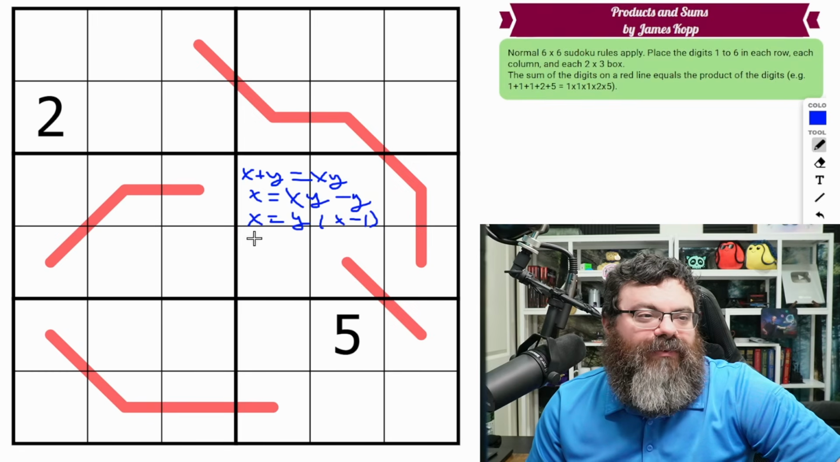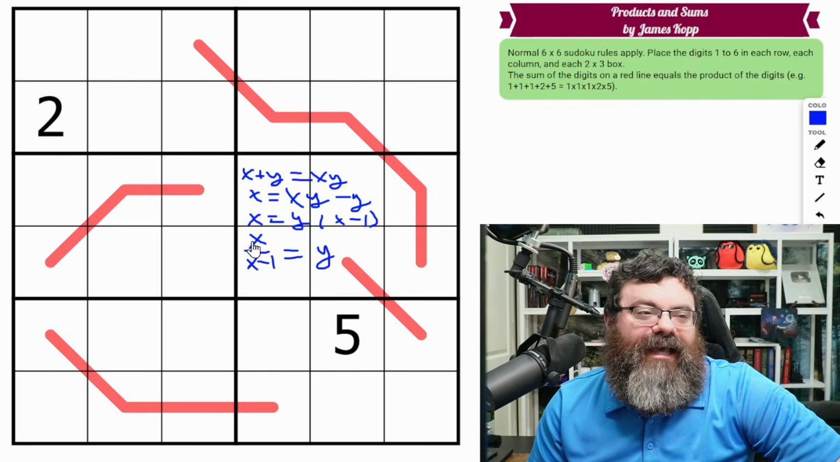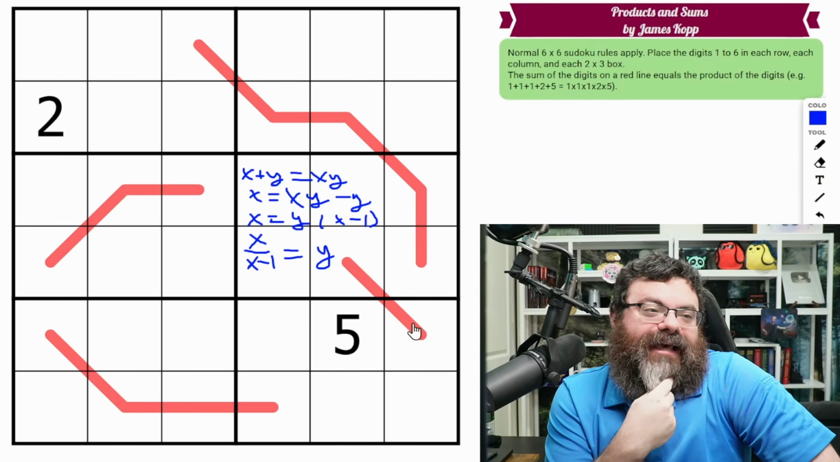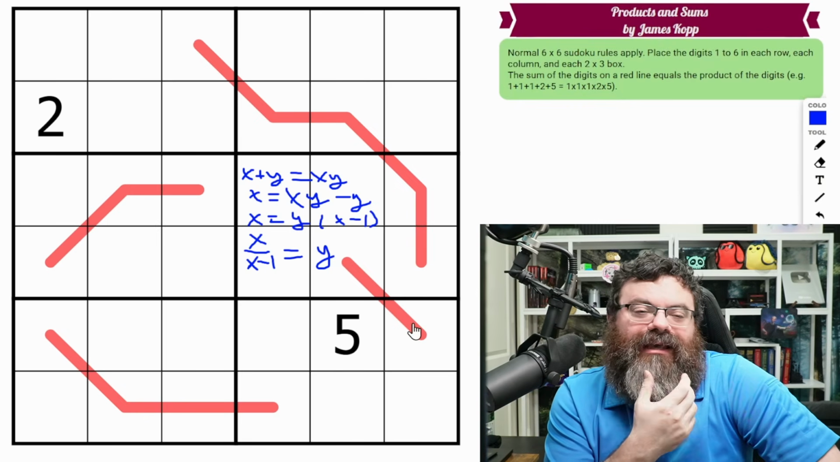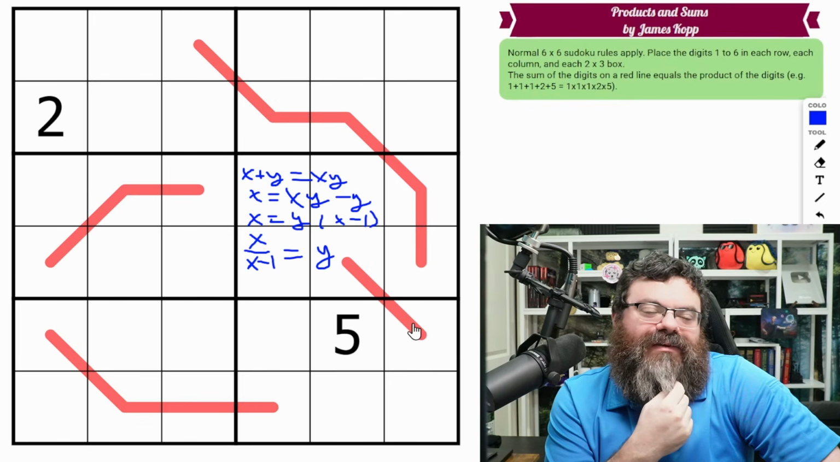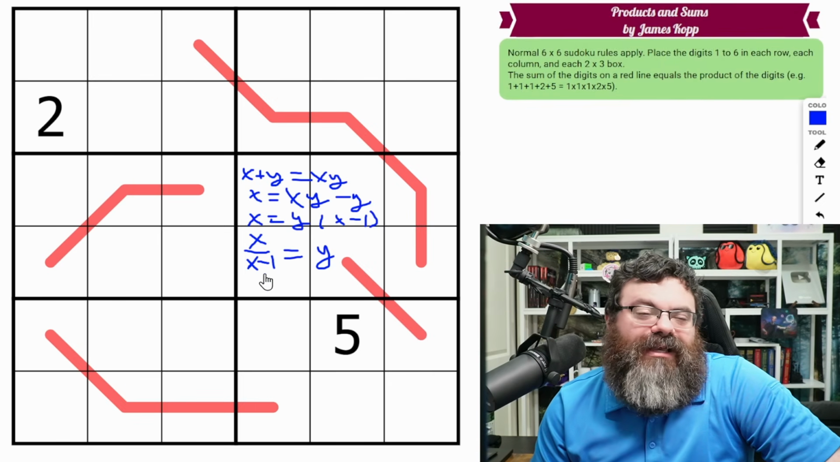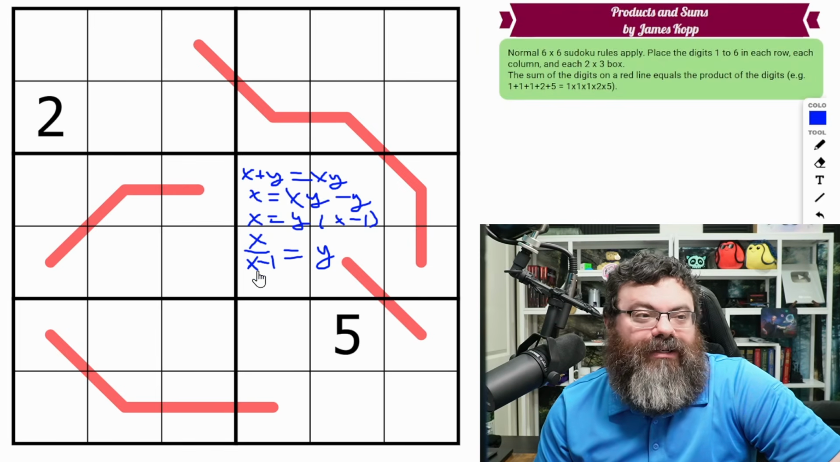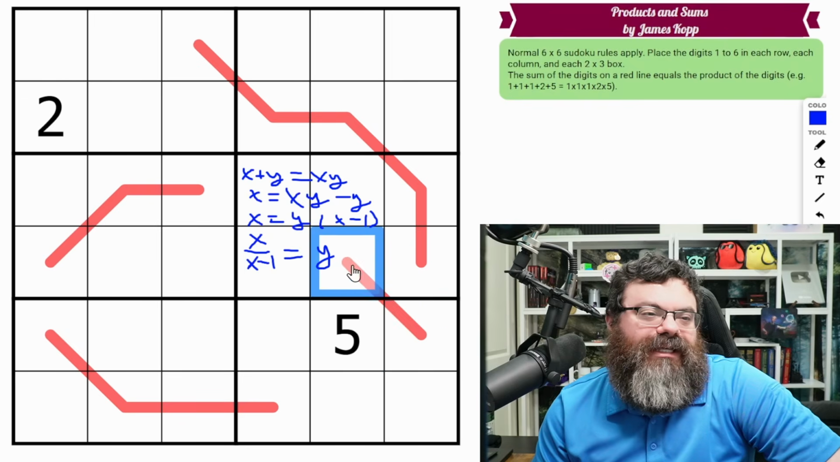So we don't need to worry about that part. But what I will say is that we can divide by x minus 1 and get x over x minus 1 is equal to y. So whatever x is, we divide it by x minus 1, and that has to equal y. So if we go through all the possibilities for x, we could then see what y ends up being. And since y needs to be an integer, we can see what works. If x was 2, we'd do 2 over 1, so y would be 2. So 2 and 2 works.